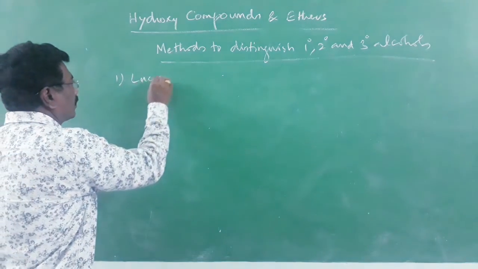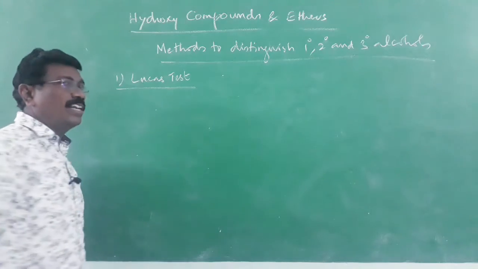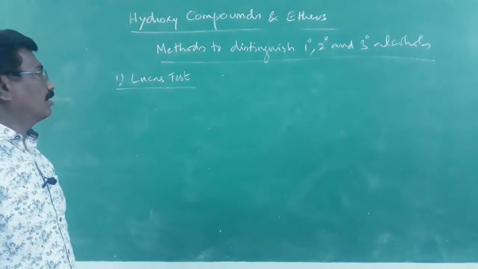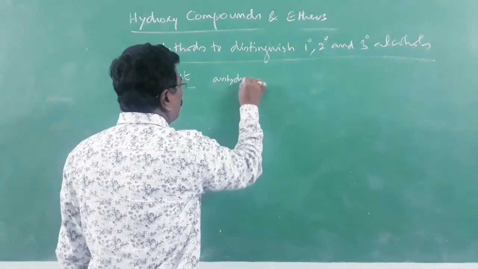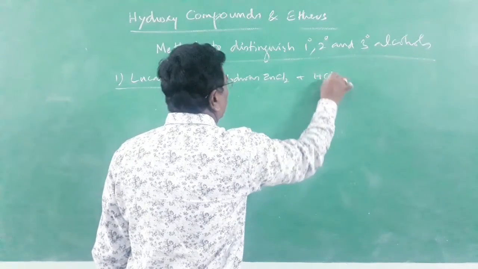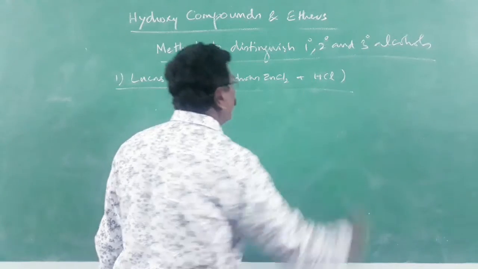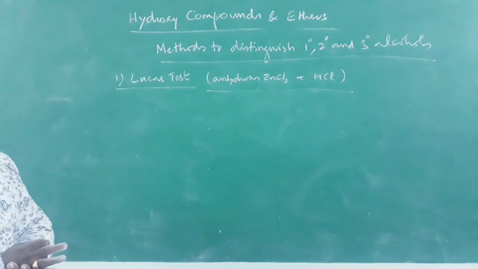One, Lucas test. When I say Lucas test, the reagent you should know. What is the reagent for the Lucas test? Anhydrous zinc chloride. A mixture of anhydrous zinc chloride and concentrated hydrochloric acid. This mixture is said to be Lucas reagent. Anhydrous zinc chloride and HCl.